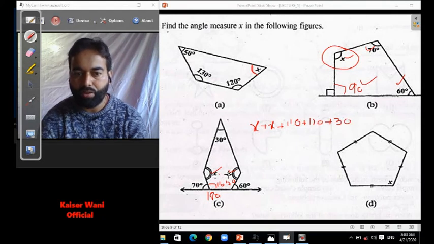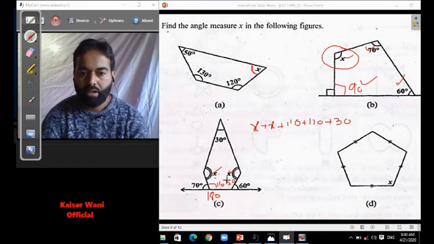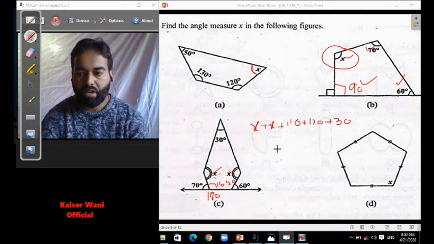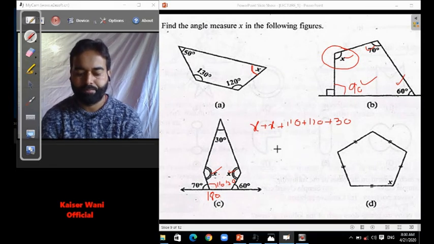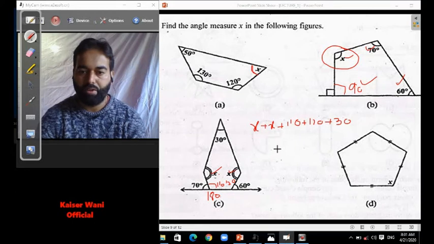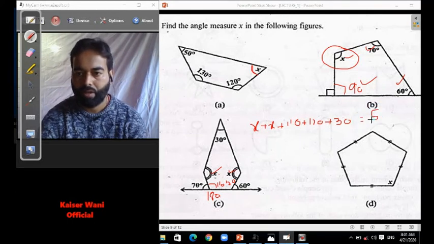So what is it equal to? In a pentagon, what is the sum of angles? You can easily calculate it. What is the number of sides? Number of sides is 5. So 5 minus 2, that is 3, 3 into 180, that is equal to 540. So this is equal to 540, because it has 5 sides.